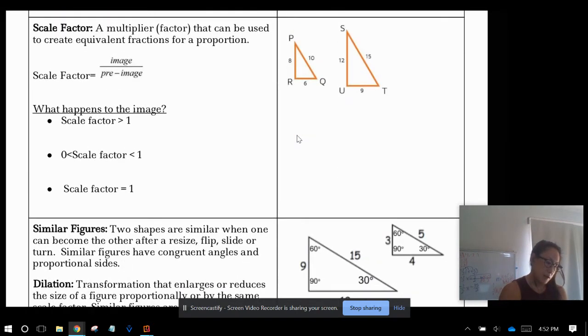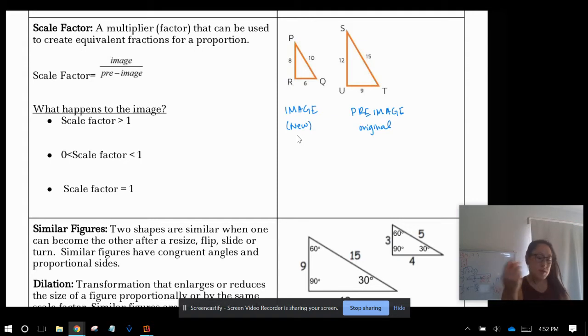All right, scale factor. Scale factor we get by comparing two proportional figures. So meaning that they are dilated or every side is multiplied by the same number to get from one figure to the next. So to get our scale factor, we're going to call the triangle on the right the image, and the triangle on the left the pre-image. So that actually means that the triangle on the right is the original, and the triangle on the left is the new triangle.